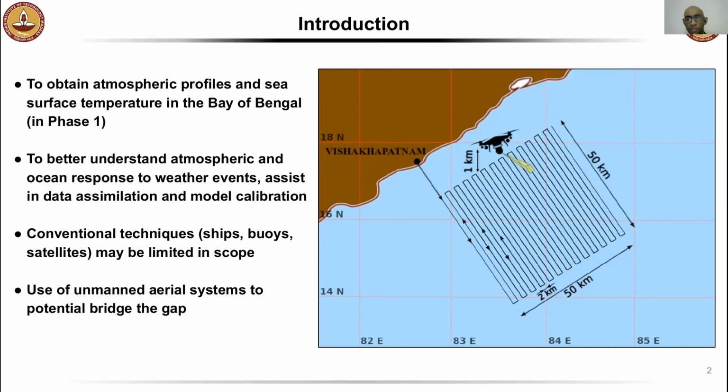Shown here is a close-up from the Bay of Bengal off the coast of Visakhapatnam. The idea is, what if you could have an unmanned aerial vehicle go through a prescribed trajectory at a particular altitude, cover a predefined area, and go on collecting information through various instruments on it? Of course, you have conventional techniques, and as already alluded to in previous talks, there are advantages to each of these, and in fact a collaborative approach is what is necessary. But it has also been pointed out that there may be gaps, and it is hoped that unmanned aerial systems can potentially help bridge at least some of these gaps.